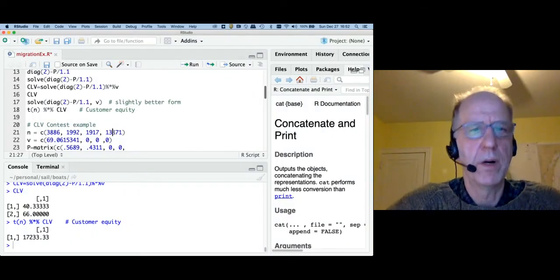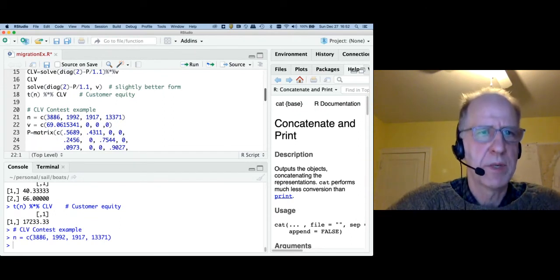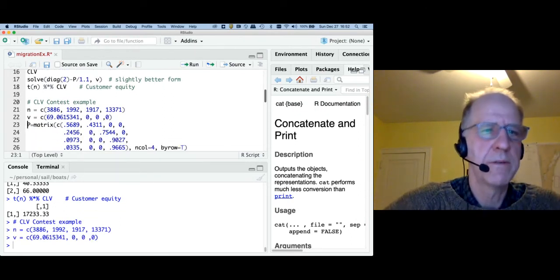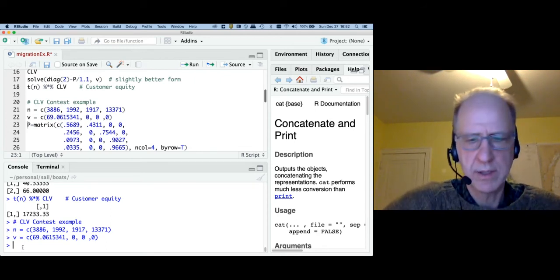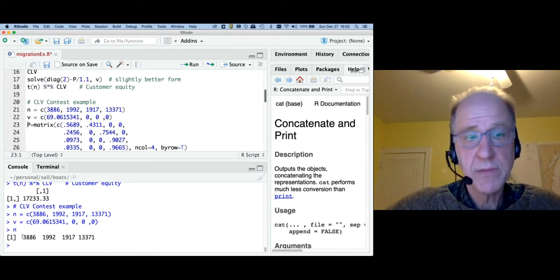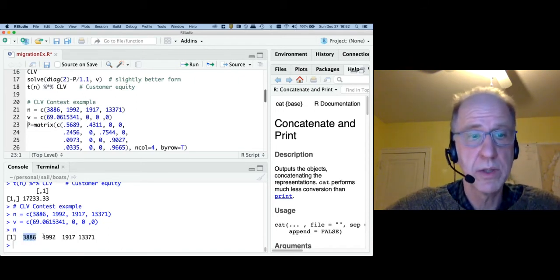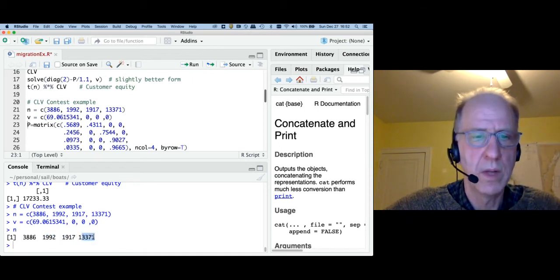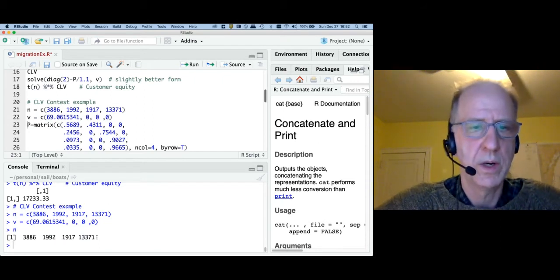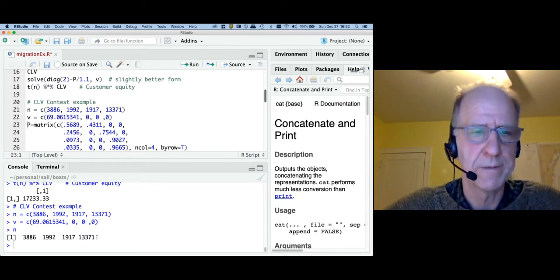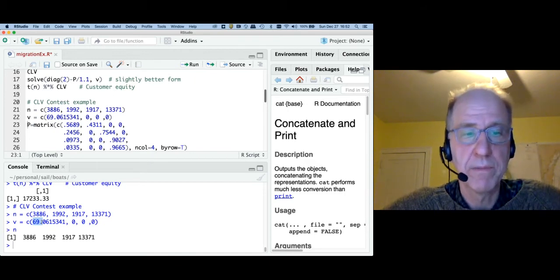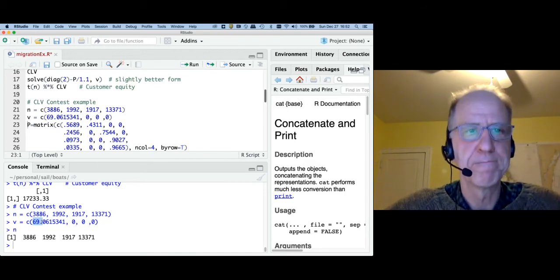Well, I set this up in R. Here are the customer counts, as well as the value vector. So let's go take a look at this. As of the end of the data, here are the number of customers I had in the recency equal 0 state, the recency equal 1, 2, and 3 plus. So you can see I have a whole lot of customers who are very inactive at this point. The average donation amount was $69. In this contest, we weren't accounting for marketing costs, so I don't need to worry about that.